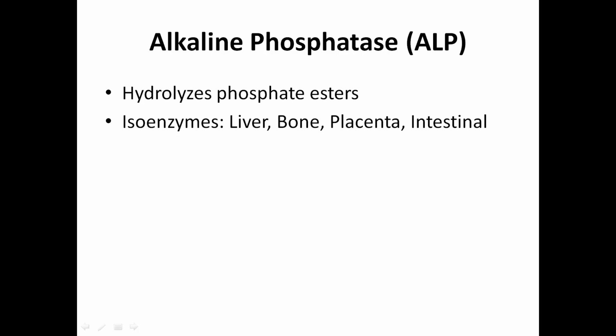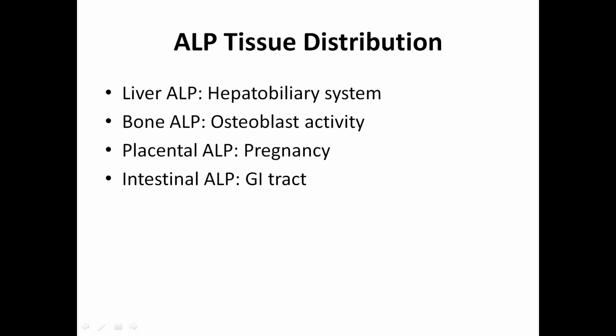Now alkaline phosphatase, also expressed as ALP. It hydrolyzes phosphate esters. The isoforms of alkaline phosphatase are found mainly in the liver, bone, placenta and intestine. ALP tissue distribution: liver ALP is found in the hepatobiliary system. Bone ALP is found with osteoblast activity. Placental ALP is found in pregnancy conditions. Intestinal ALP is found in the GI tract.